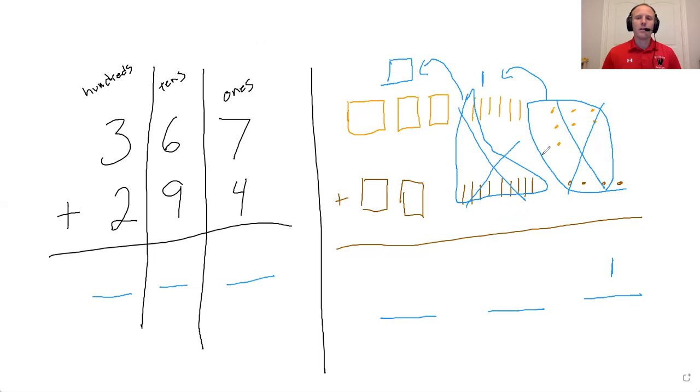Okay. So what do we have left? We have 5 plus 1. We have 6 longs, or 6 tens. And then we can go over and take a look at our hundreds spot. We have 3 plus 2 is 5, plus 1 more is 6. So we have 6 hundreds.